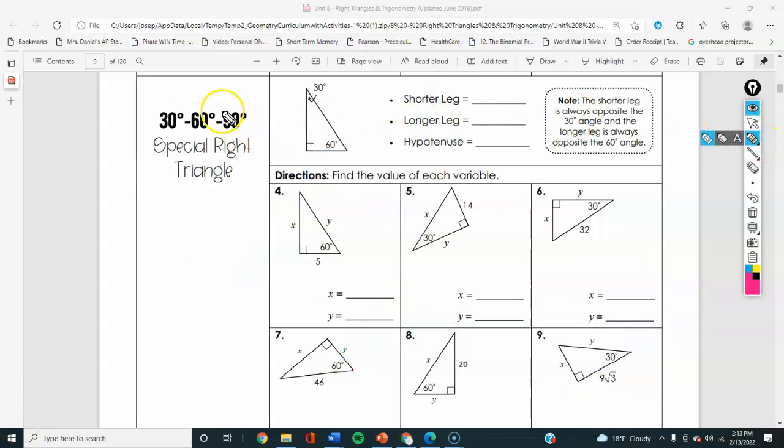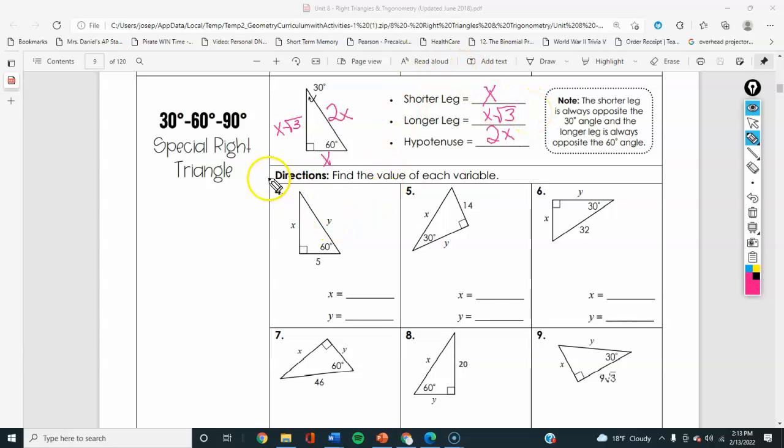Alright, let's take a look at the 30-60-90 special right triangles. Now in this one, my shortest side is x. My middle side is x root 3. Baby bear, mama bear, papa bear. And my hypotenuse, my longest side, is 2x. So it's x, x root 3, 2x. The shortest side is always just x. The longest side is 2x. And because there are 3 different sides, the middle side is x root 3.